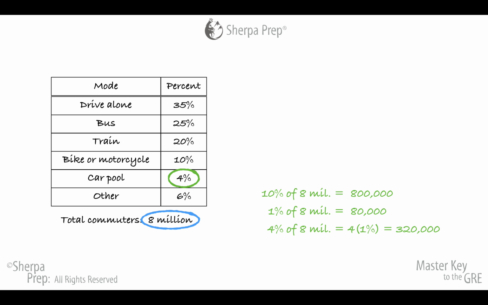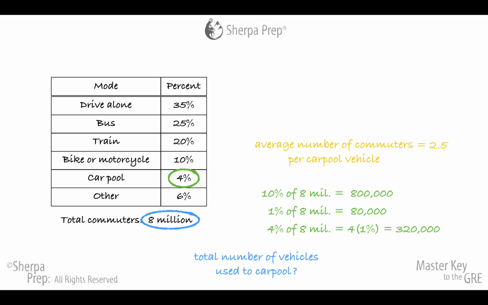Now, according to the problem, the average number of commuters per carpool vehicle was 2.5. And of course, we want to figure out what was the total number of vehicles used by these commuters. Remember, in math, the word per means divide. So if we're talking about commuters per carpool vehicles, that means we have to divide the number of commuters by the number of vehicles. Well, as we saw earlier, the number of commuters is 320,000.